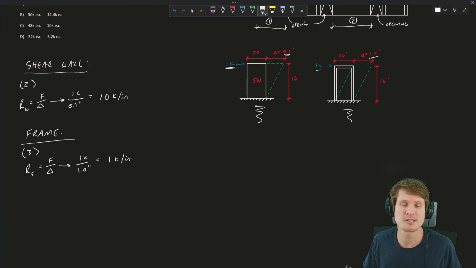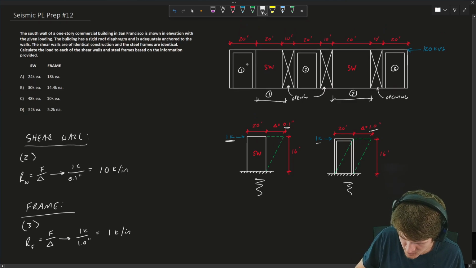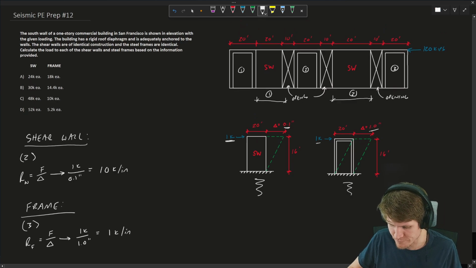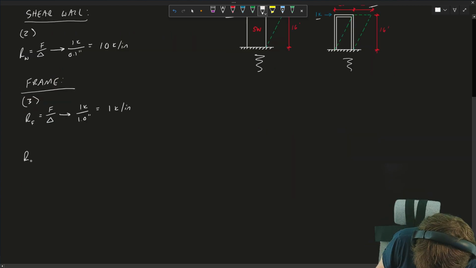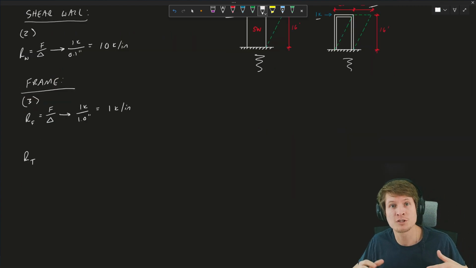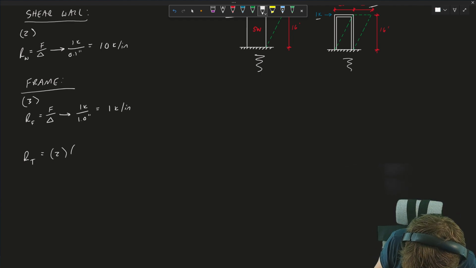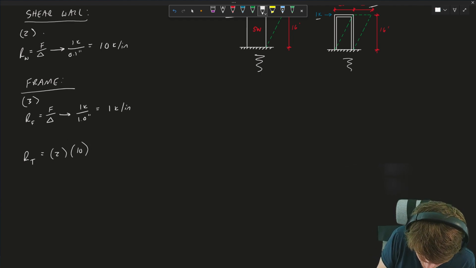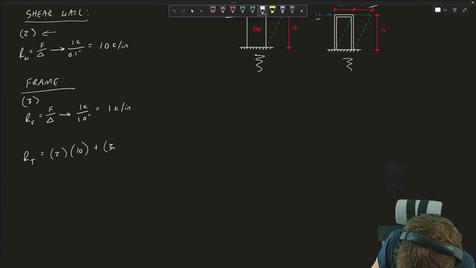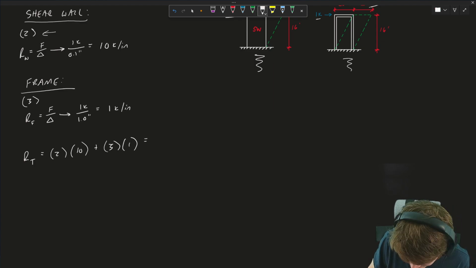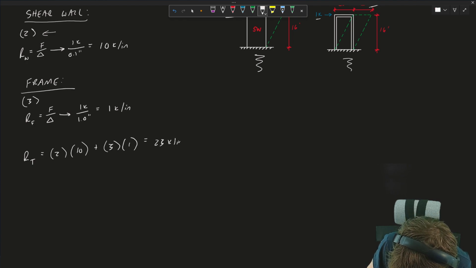So that makes sense. Now, since we're going to relate the relative rigidities between the two systems, and then get a percentage of load to each of the systems, we need the cumulative rigidity of the entire wall line that we're analyzing. So up above here, that's where we're going to combine everything. We have three frames and two shear walls. We'll call this RT for the total rigidity of the wall line. 2 times 10, because that's 2 shear walls and the rigidity of each shear wall, plus 3 frames and the rigidity of each frame. That is going to equal 23 kips per inch for the whole wall line.